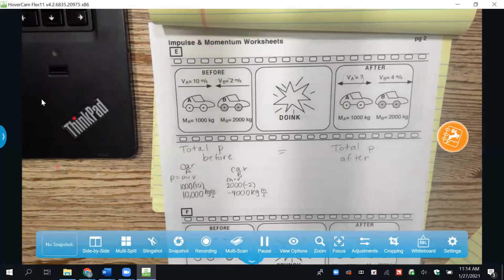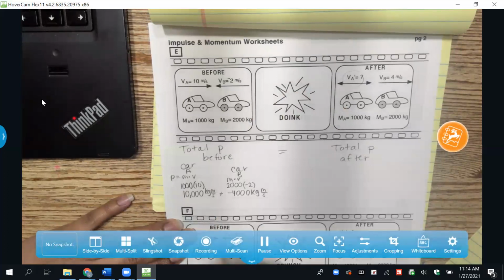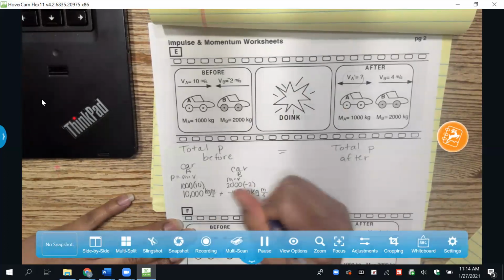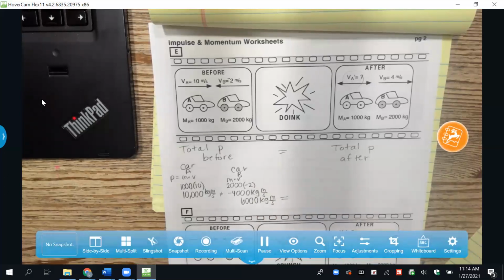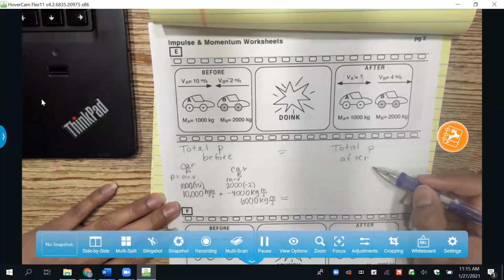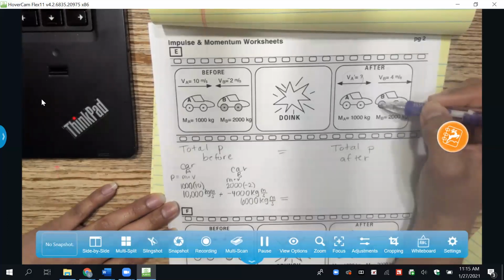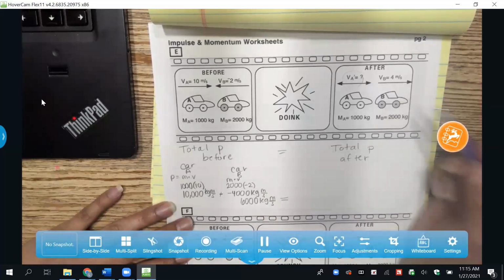Okay, so we know the total momentum before the collision would just be the sum of those two momentums. So the total momentum before the collision is 6,000 kilogram meters per second. Okay, that's going to equal our total momentum after they collide. So what we can do is set it equal to the total momentum of each car after they collide, because they bounce apart or they stick together, whatever happens.